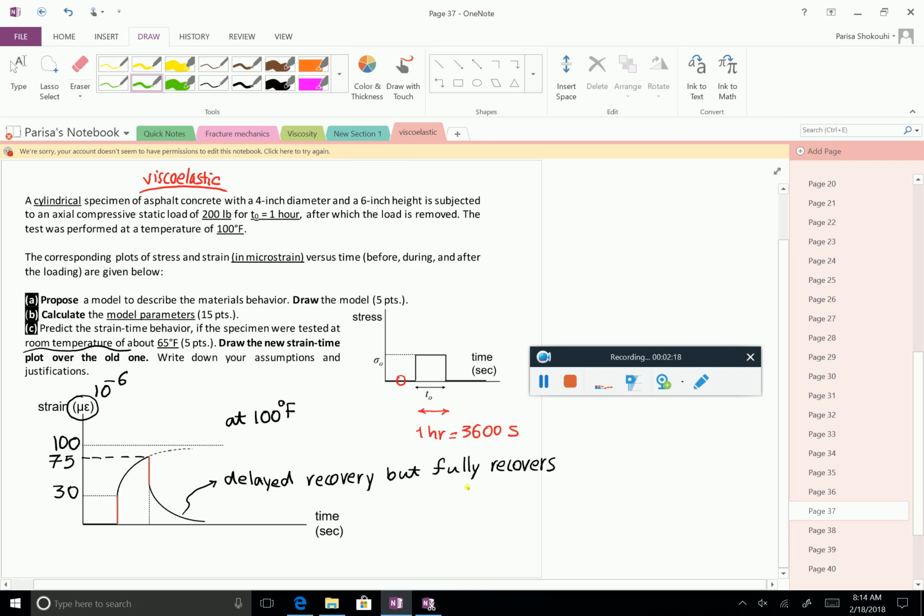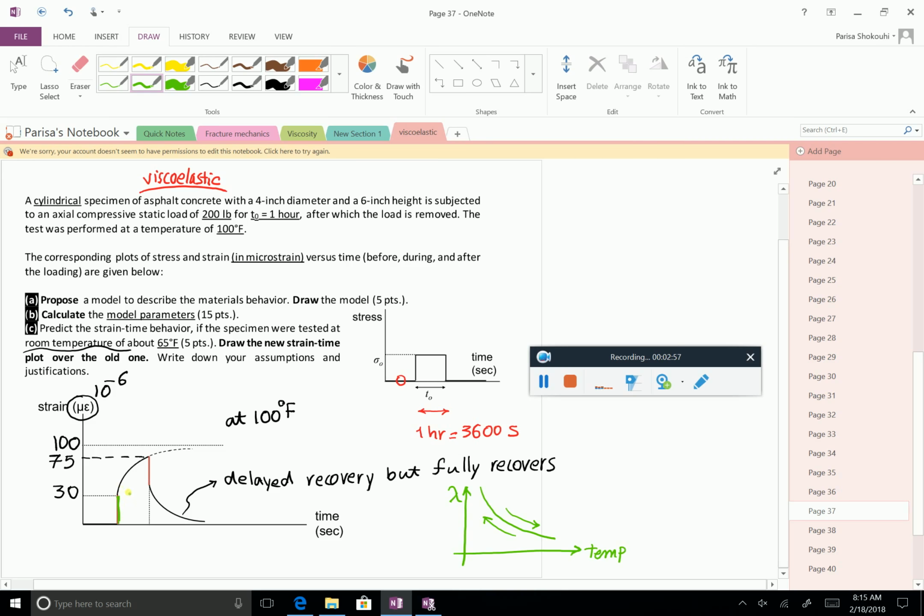Viscosity, if we plot the viscosity versus temperature, if we increase the temperature, viscosity decreases, and if we reduce the temperature, viscosity increases. So we can ignore the effect of temperature on elastic moduli. It has some effect, but it is not very pronounced. So this part doesn't change much.